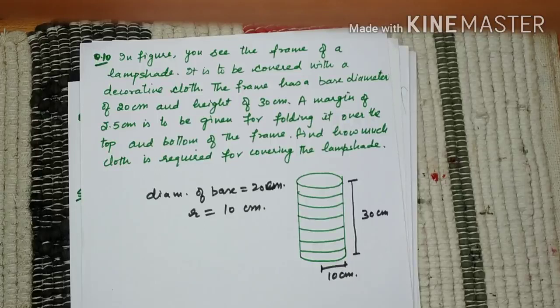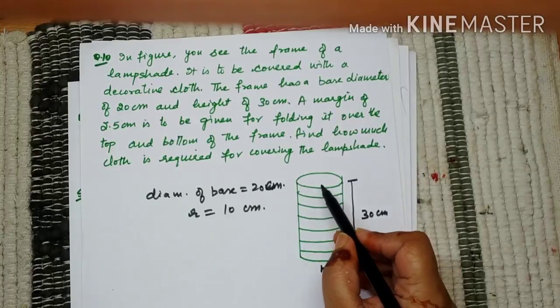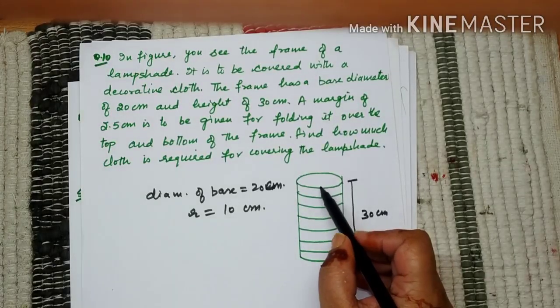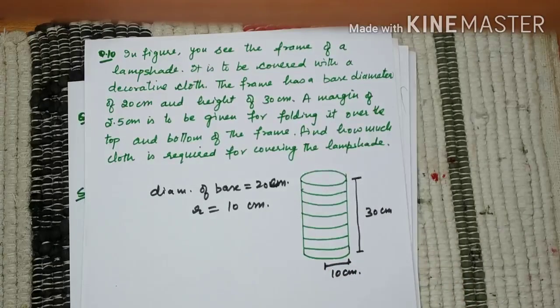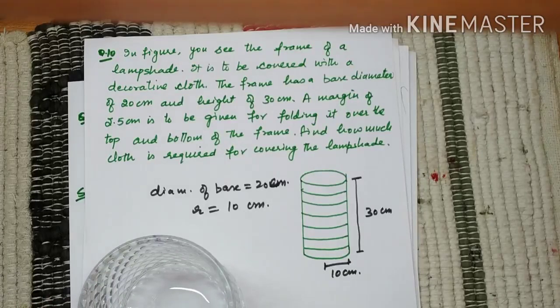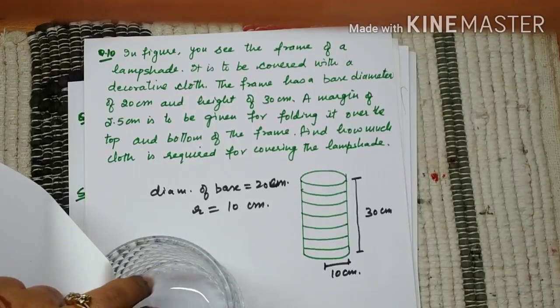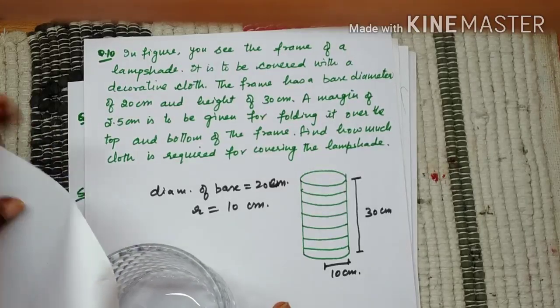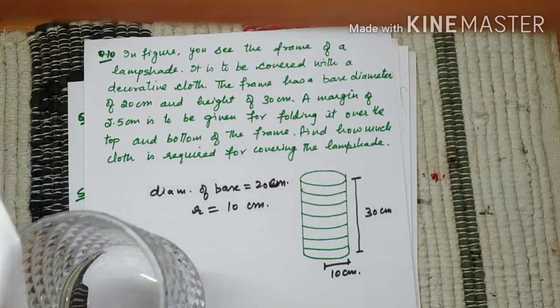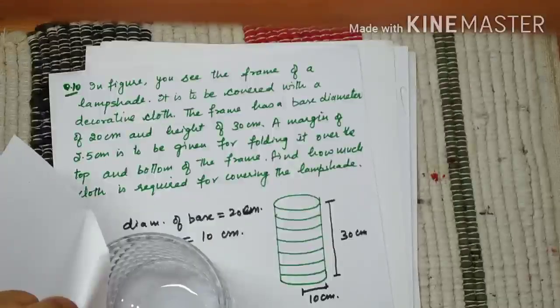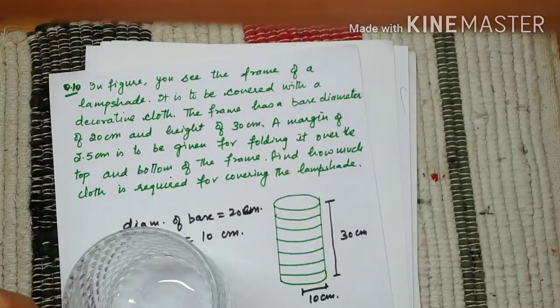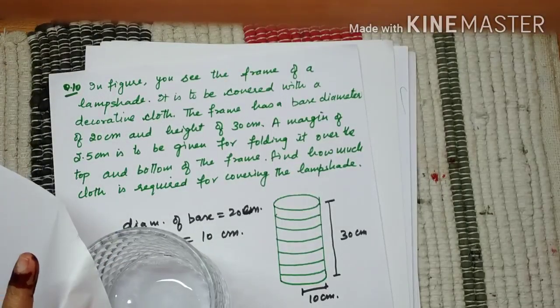We need to find out, there is a 2.5 centimeter margin, it is to be covered with a decorative cloth. He says, suppose this is the frame. Now I am covering, this is my decorative cloth with which I am covering. So how will I cover it? I'll fold this, something like this, right? And below also I'll fold it. So this 2.5 goes into the folding of it.